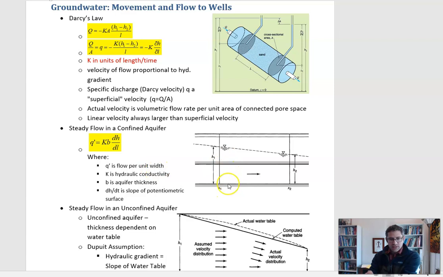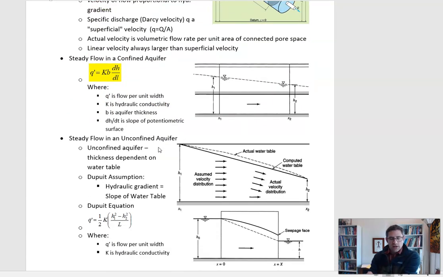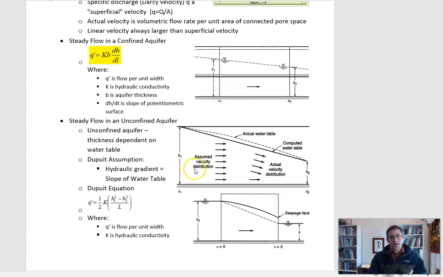So B is this thickness right here. So it's essentially a restatement of Darcy's law up here. In fact, you can use this equation or this equation, but typically we use this one. For an unconfined aquifer, it's not so simple because the thickness is not constant throughout the aquifer, right? The thickness is dependent on the water table.